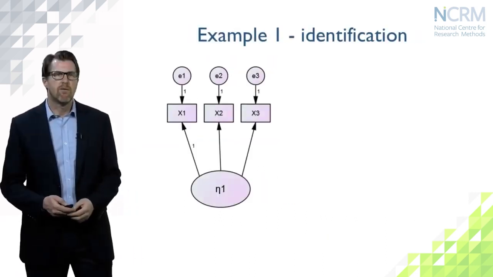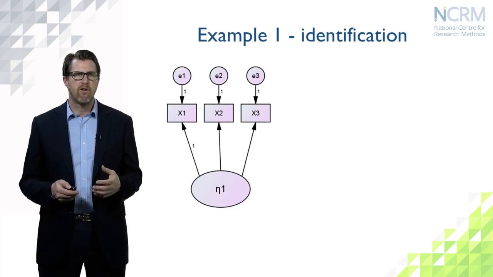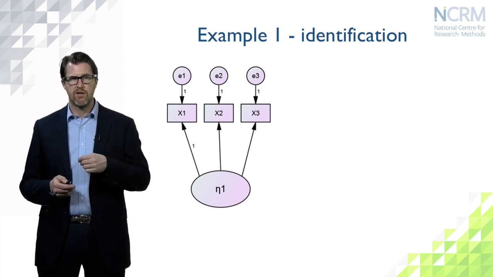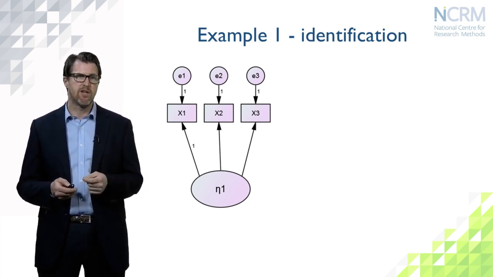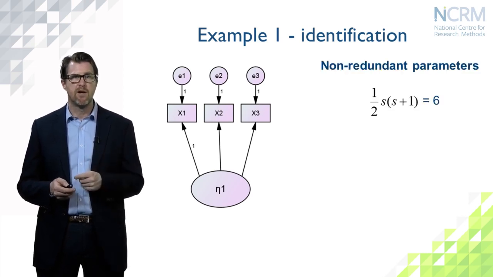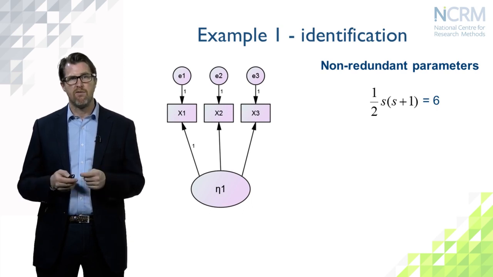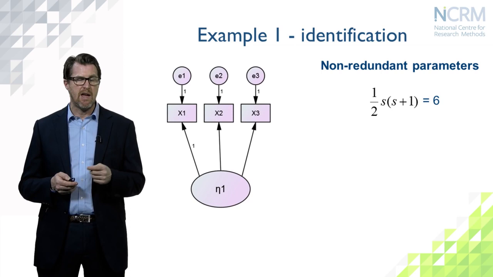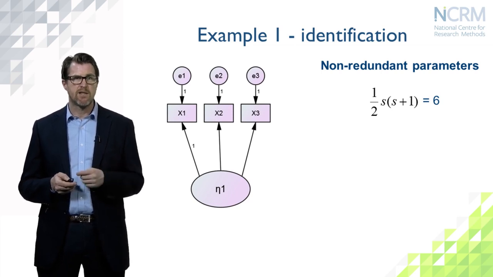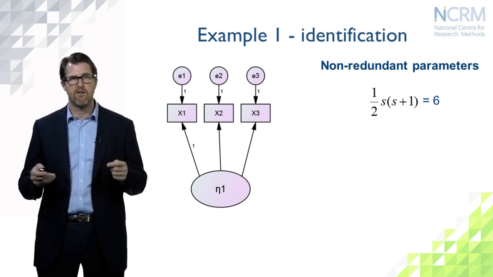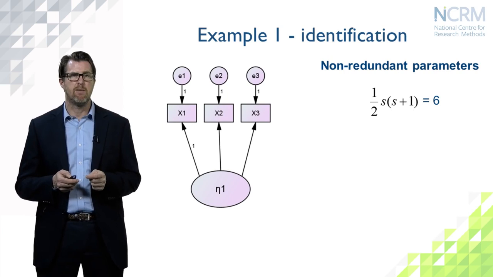So to give an example of that, here is the path diagram that we saw earlier, where we have eta 1, a latent variable, which is measured by or causing three observed variables, and each of those observed variables has an error variance. So if we want to find the number of non-redundant parameters, we can use our half S times S plus 1 equation. Now S here is equal to 3, so S times S plus 1 is 3 times 4, that's 12. If we take half of that, it gives us 6 as the number of non-redundant parameters.